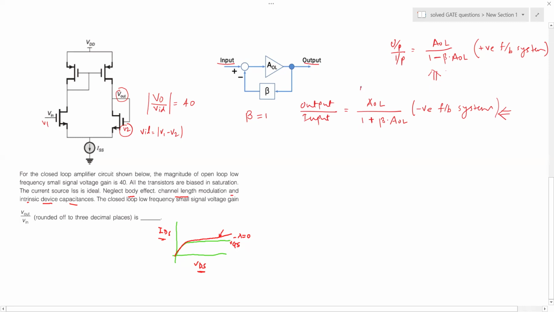So now let us focus on this transfer function. So the value of AOL is given to be 40, and the value of beta, we have seen that there is a direct connection of output being given back to input, that is the beta is equal to 1 right here, multiplied by 40. So that is 40 divided by 41. So it comes out to be approximately 0.97 or something like that. Okay. So that's the answer.